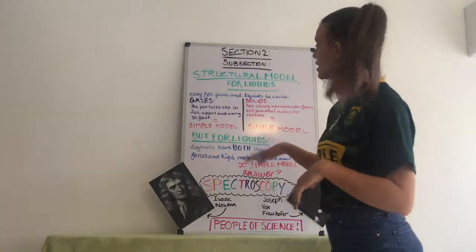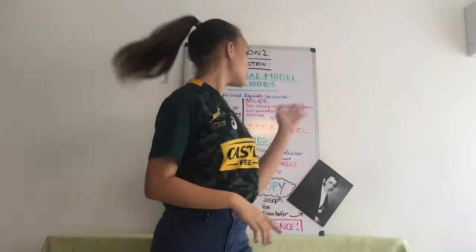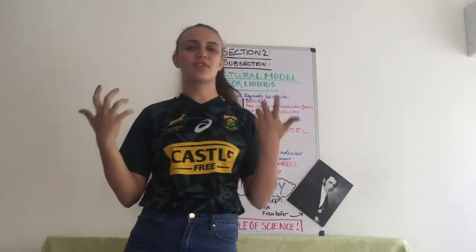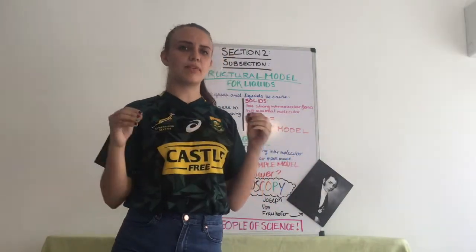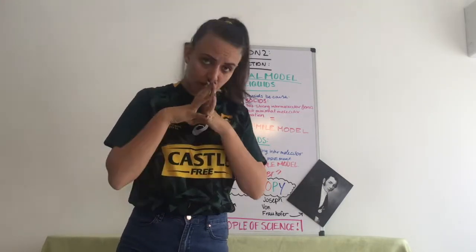Now, when scientists were figuring out structural models for solid, liquid, and gas, for solid and gas it was very easy. Gas particles were so small, traveling so fast, and so far apart from each other, which made it easy to have a simple model. Solids, on the other side, had strong intermolecular forces but very minimal movement, so it was really easy to make a tight, packed together model.